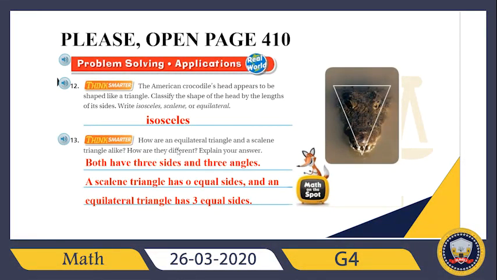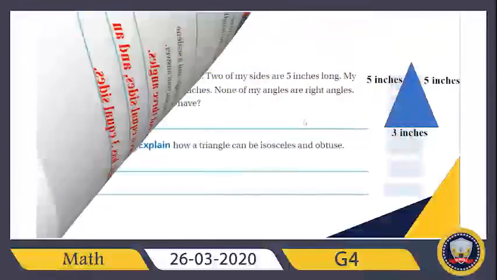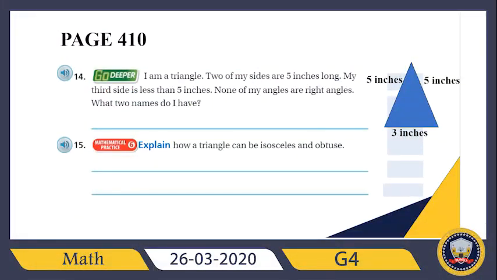What about the difference? I know a scalene triangle has no equal sides, it means 0 equal sides, and an equilateral triangle has 3 equal sides. Okay, this is the difference and this is the similarity between them. Good job.